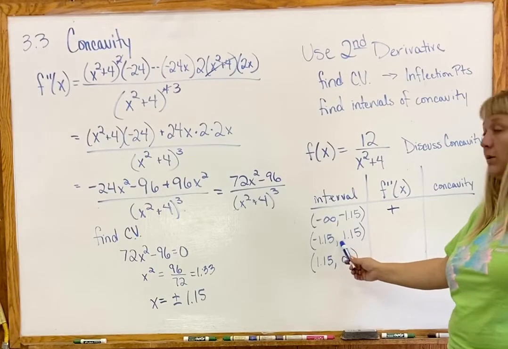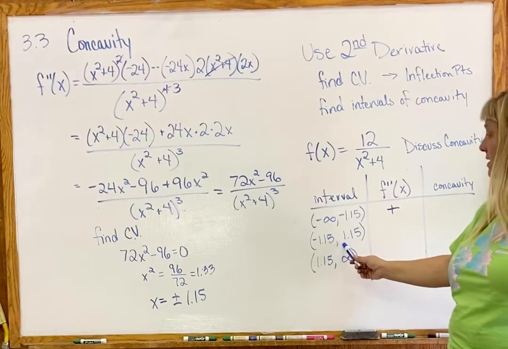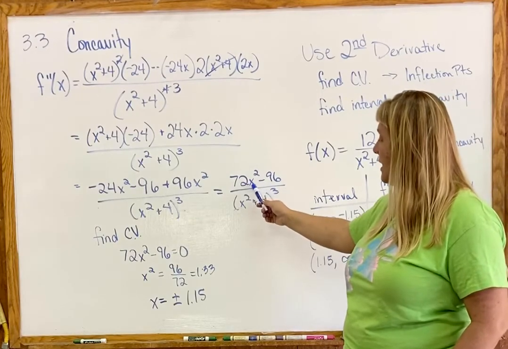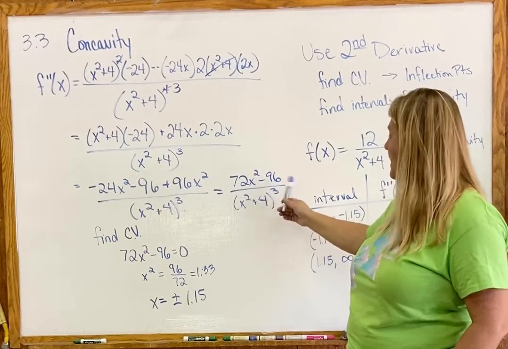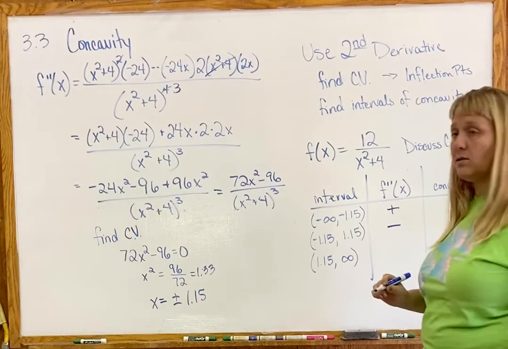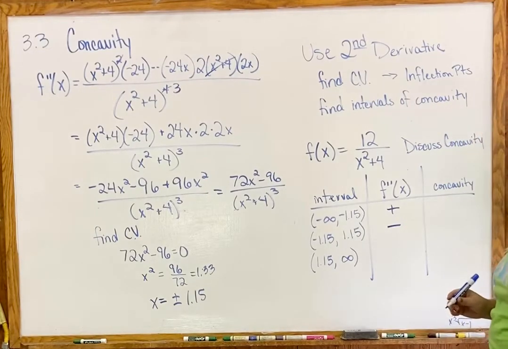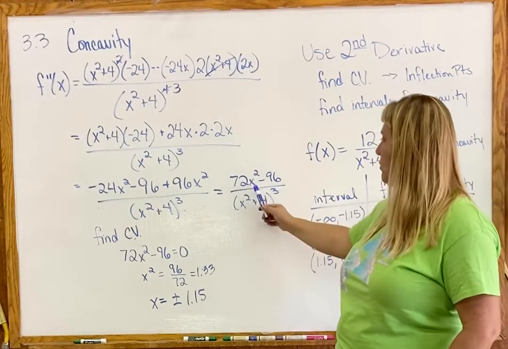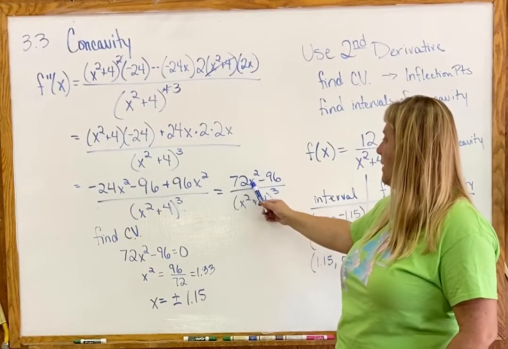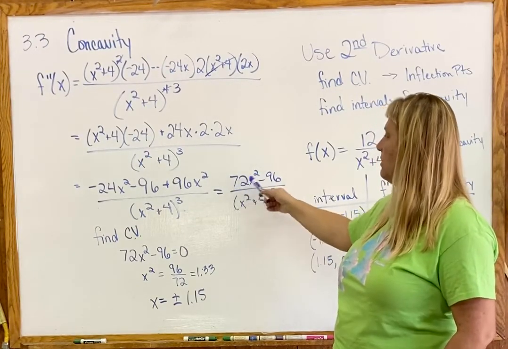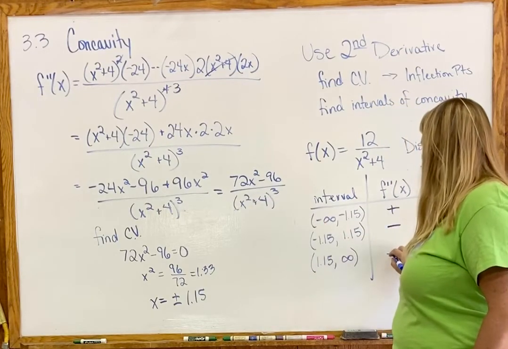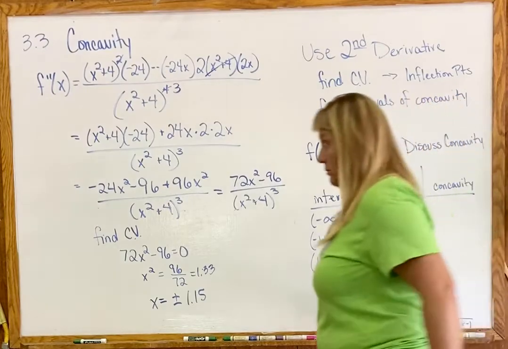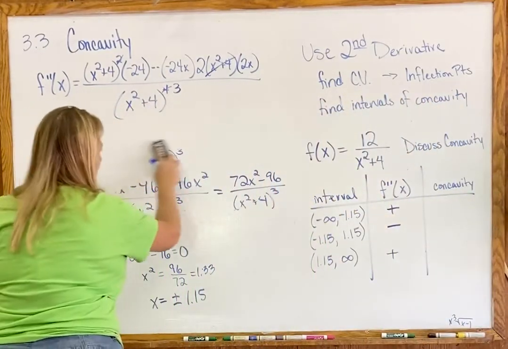Now, the nicest number in this interval is 0. Go with 0. If we plug 0 in here, remember, don't worry about the bottom. It's going to be a negative 96, or just negative. And then one more time, put in 2, 3, 4, whatever you want. If you put in 2 there, that's going to be 4 times 72, and then minus. So this is actually going to be positive again.